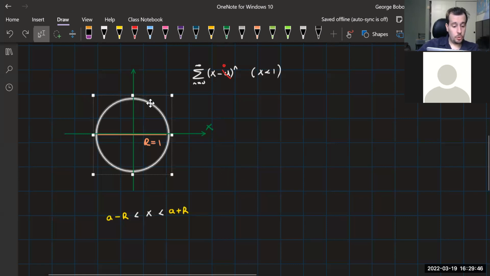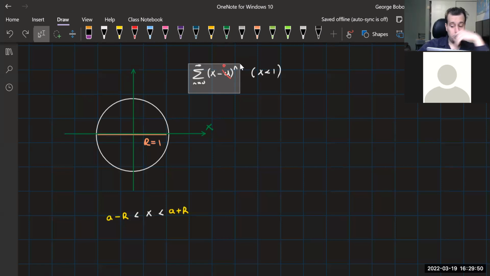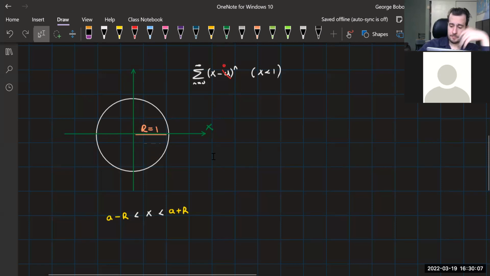So this circle, for the original power series that you used just now in the previous problem, the centering parameter is 0. That's why we're centered at 0. And then the radius here is 1. That's why you see that orange line have a length of 1 right now.